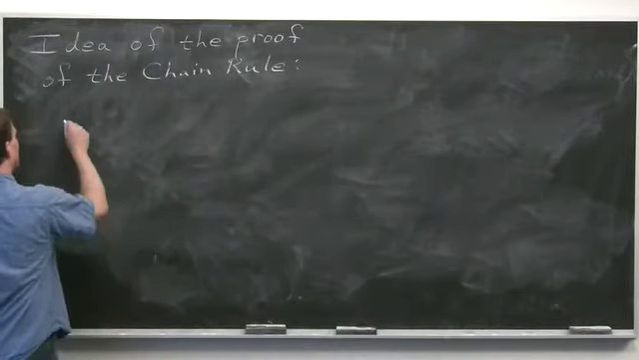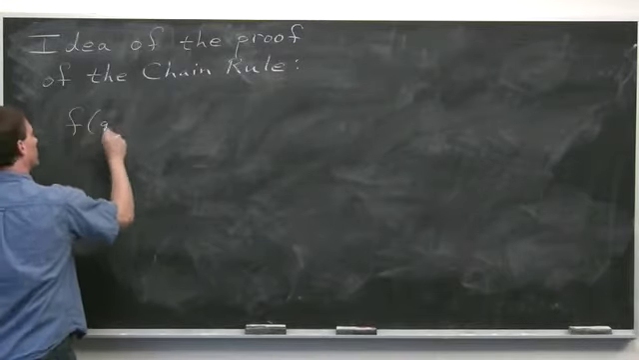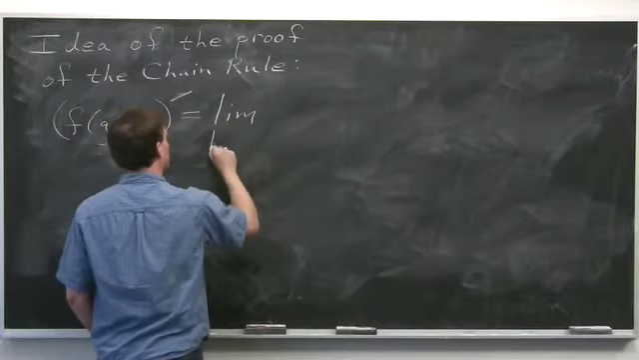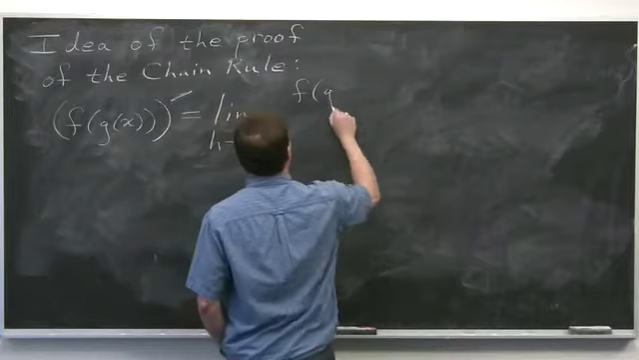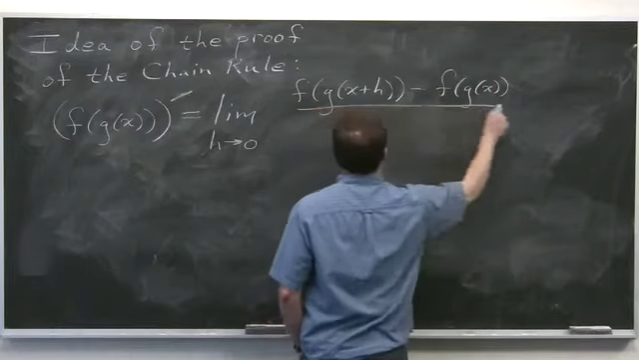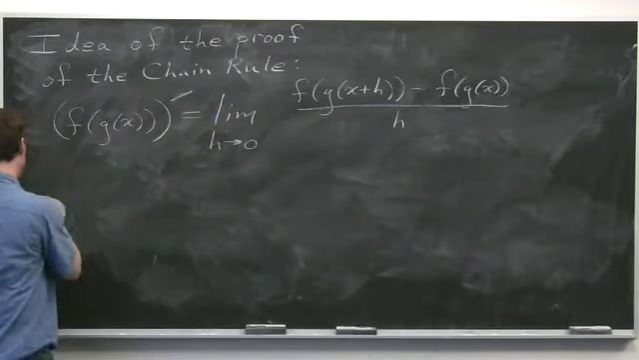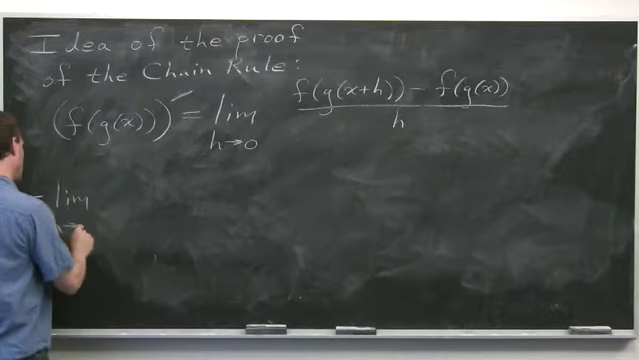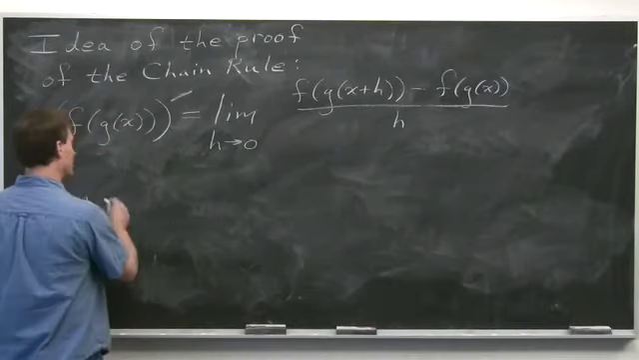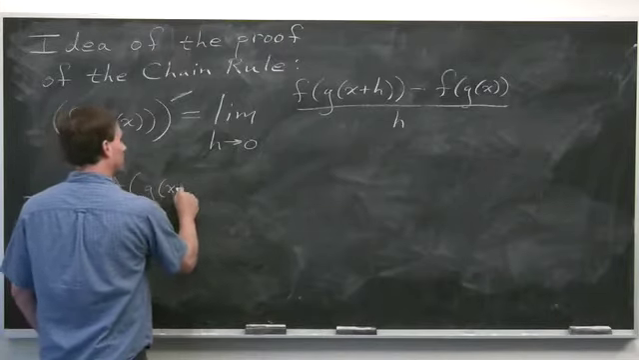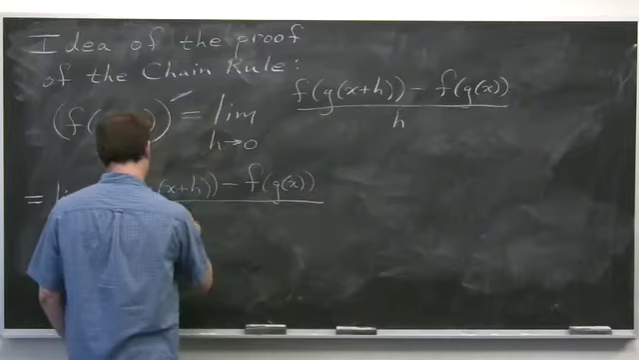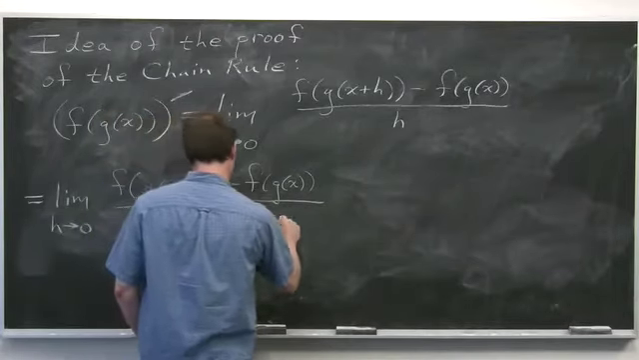Okay, what's the idea of the proof? We want to calculate the derivative of f of g of x. By definition, that is the limit as h approaches 0 of f of g of (x plus h) minus f of g of x, all divided by h. This is the definition of the derivative. And then what do we do? Well, we use mathematician's stupid trick number 2. I remind you, stupid trick number 1 is adding 0 in a clever way. Stupid trick number 2 is multiplying by 1 in a clever way. And what's our clever way of multiplying by 1? We write this like this.